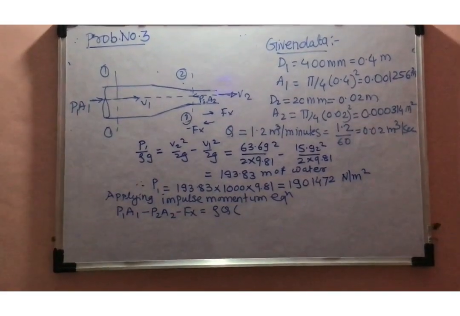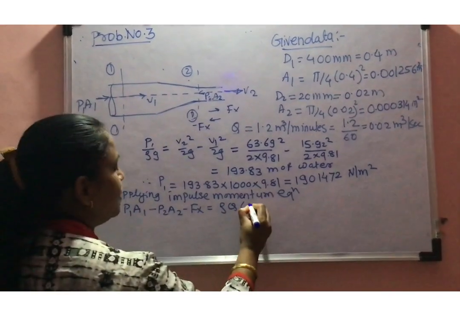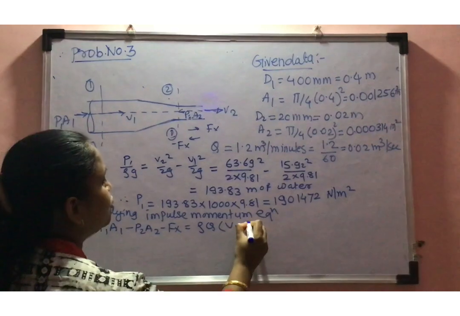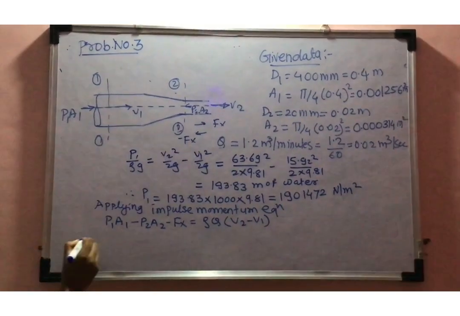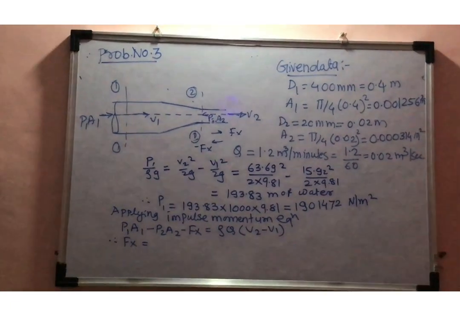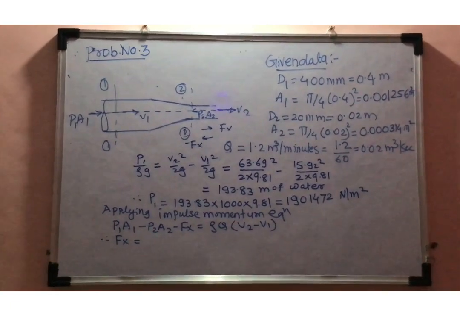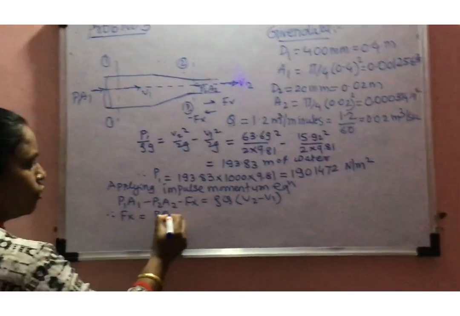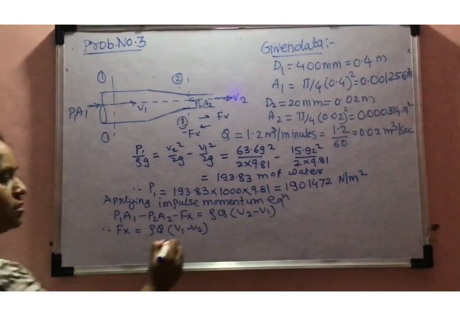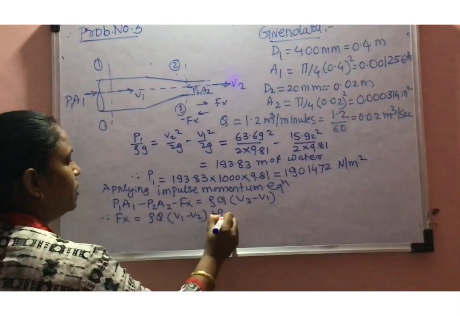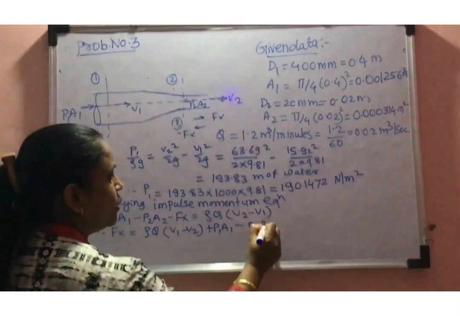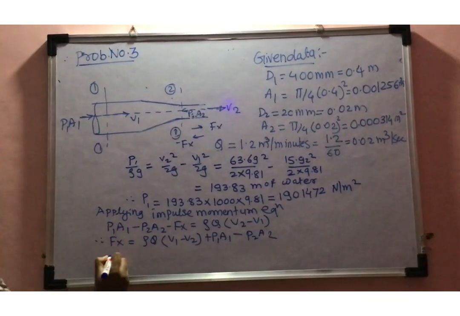and change in momentum, that is final velocity minus initial velocity. So when I rearrange the terms, Fx is equal to rho Q into V1 minus V2, plus P1A1 minus P2A2.